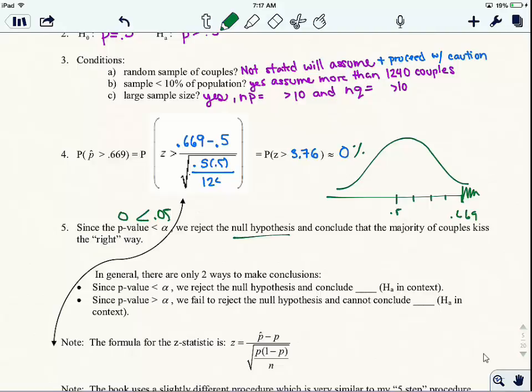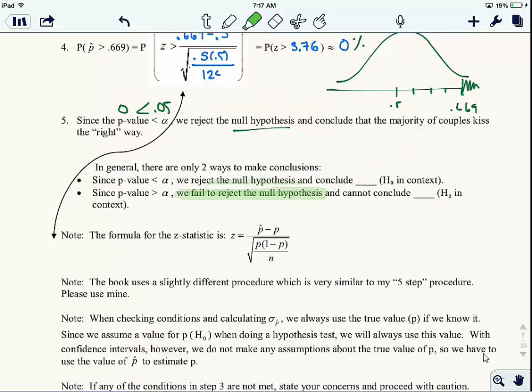In general, there are only two ways to make conclusions. If the p-value is less than alpha, we reject the null hypothesis and conclude whatever we have in context. We conclude the alternate hypothesis. Or if the p-value is greater than alpha, we don't have enough evidence to say that what we saw in the real world couldn't have just been by random chance. And so we have to fail to reject the null hypothesis. And there's the z-score formula again that I used all the way up here and on the previous page.